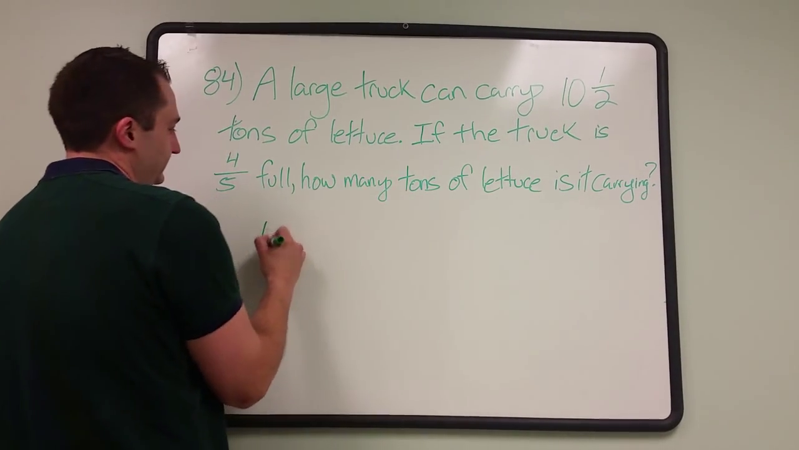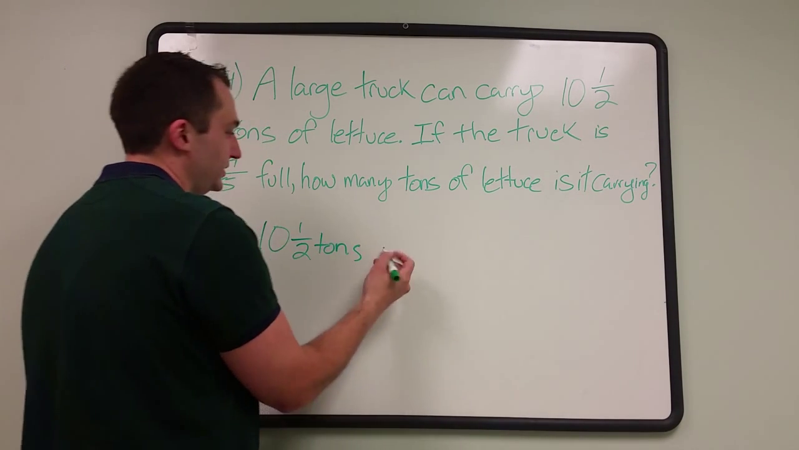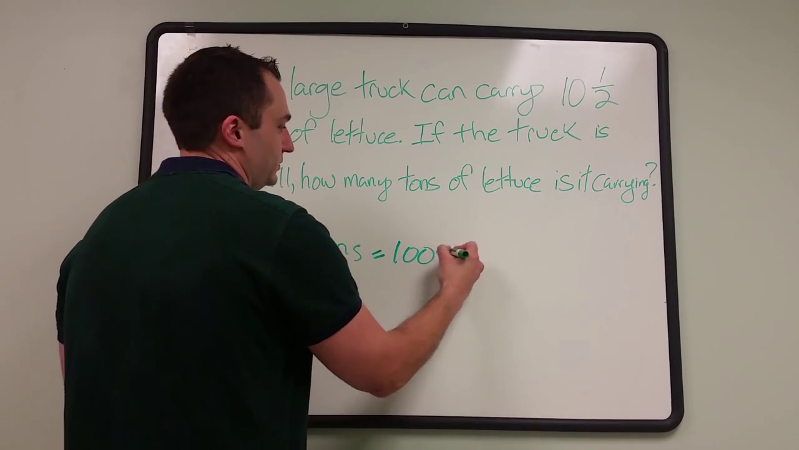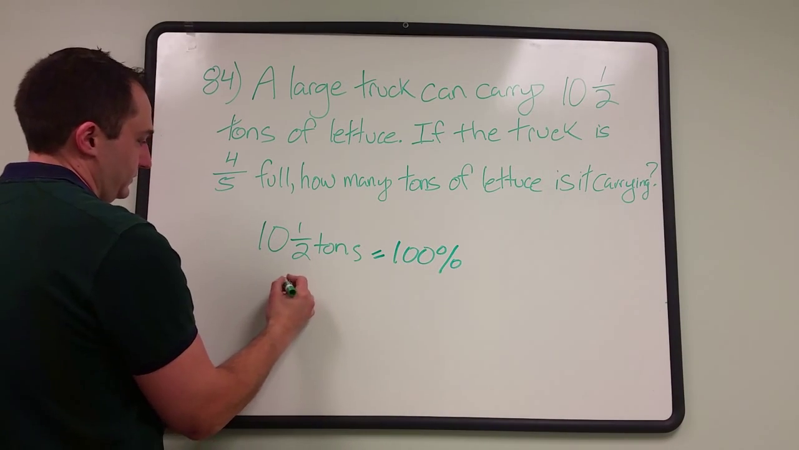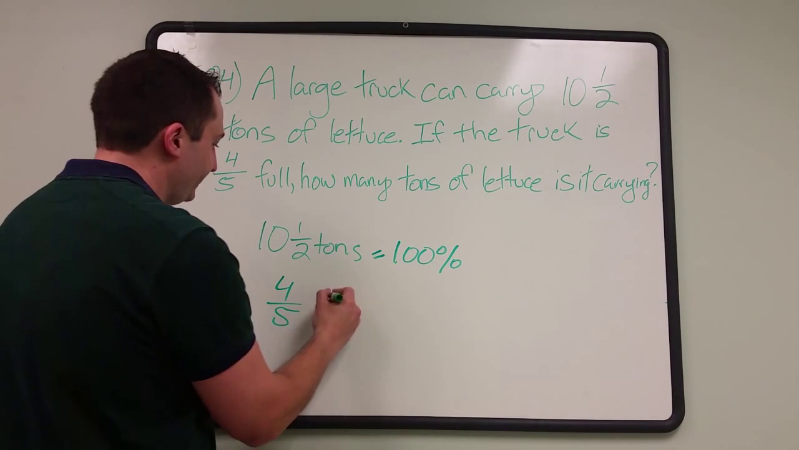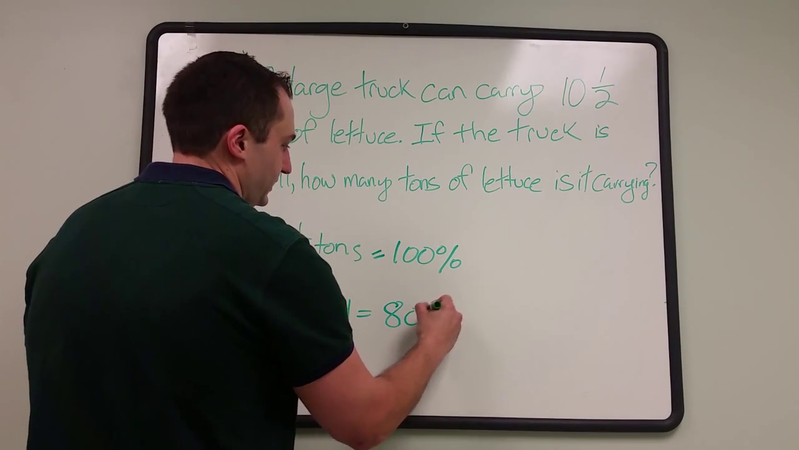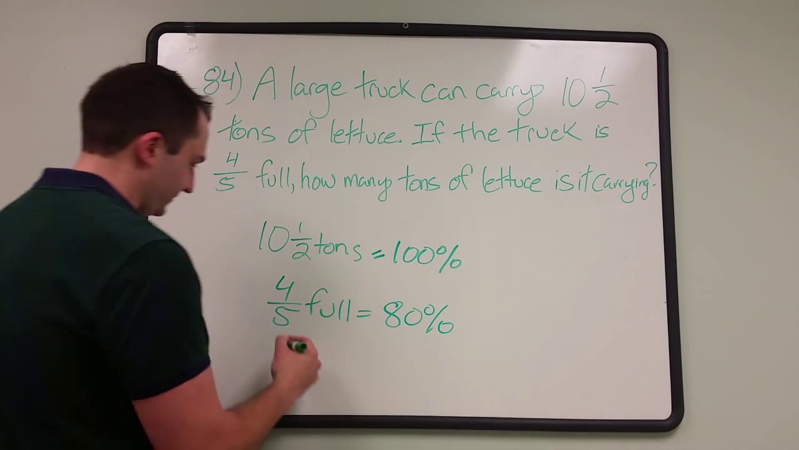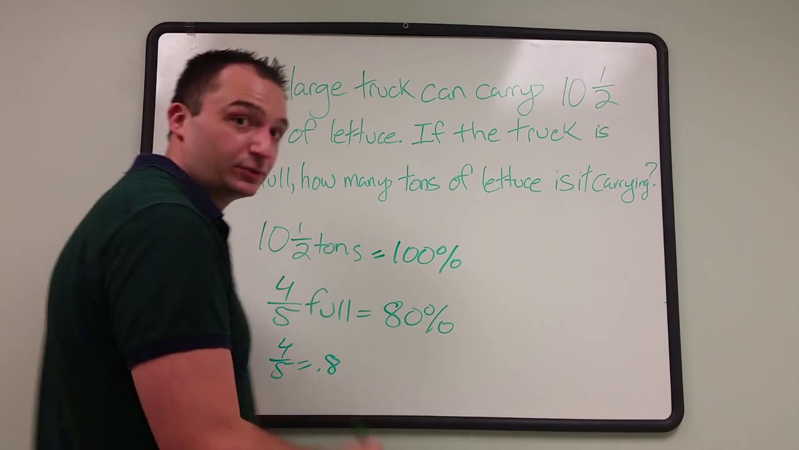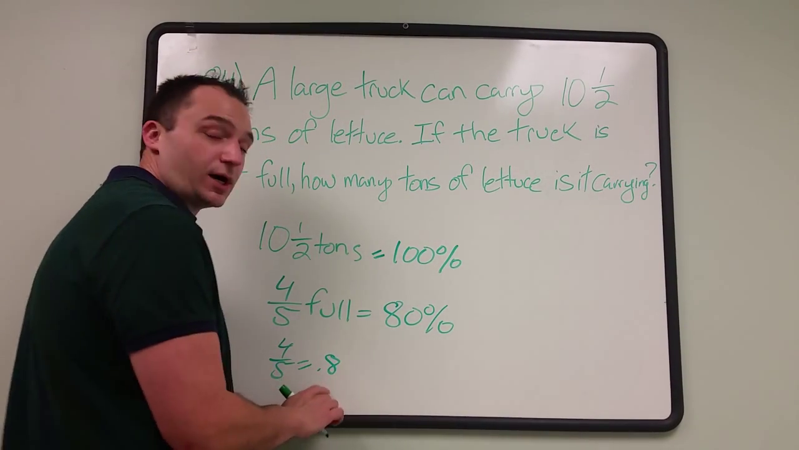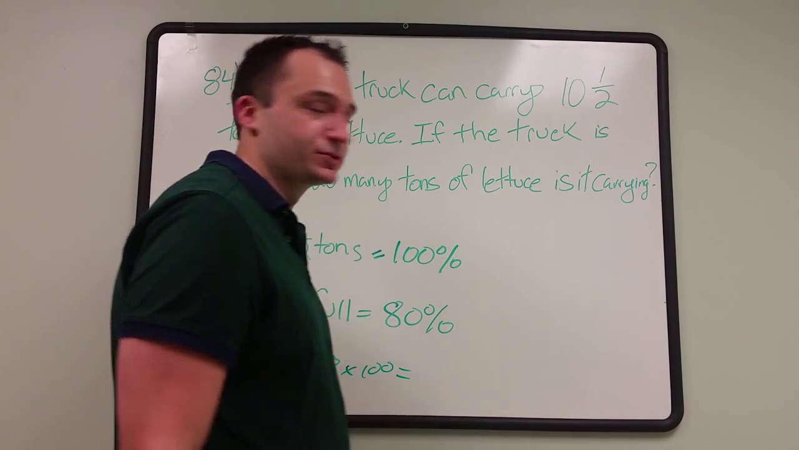So at 10.5 tons, the truck is 100% full. And we're looking to see at 4/5 full, that would be equivalent to 80% full, because 4/5 is equal to 0.8, and then in order to change a decimal to a percent, you would multiply by 100 and you would get your 80%.